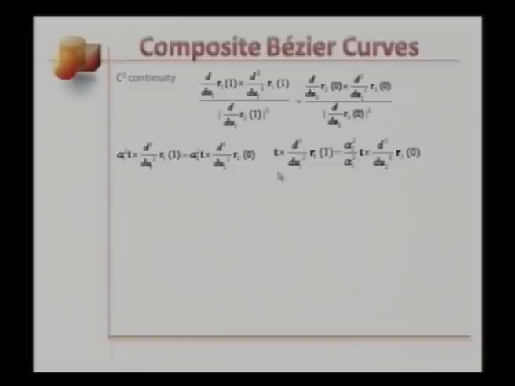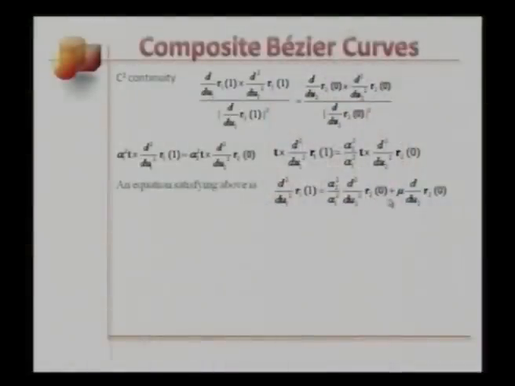It can be further simplified to t crossed with d2 over d u1 squared of r1 at u1 equals 1 equals alpha 2 squared over alpha 1 squared times t, the unit tangent, crossed with d2 over d u2 squared r2 at u2 equals 0. An equation that satisfies this relation is given by the second derivative of r1 at u1 equals 1, which is equal to alpha 2 squared over alpha 1 squared times the second derivative of r2 at u2 equals 0 plus some scalar mu times the first derivative of r2 at u2 equals 0.